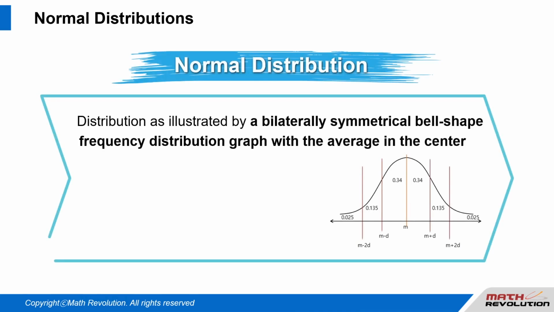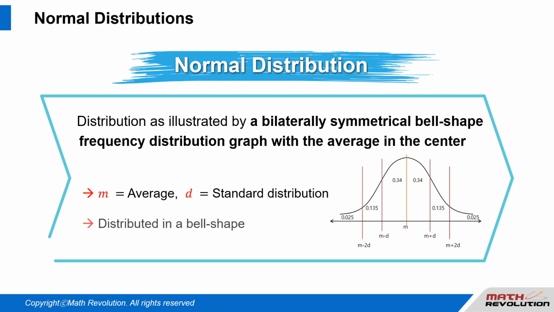In this video, we will be talking about normal distributions. Definition of normal distribution: it is a distribution as illustrated by a bilaterally symmetrical bell-shaped frequency distribution graph with the average in the center, with M as the average arithmetic mean and D as the standard deviation. It is distributed in a bell shape as shown in the graph below.